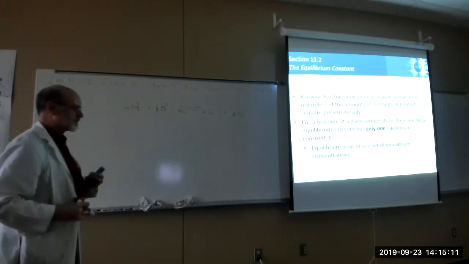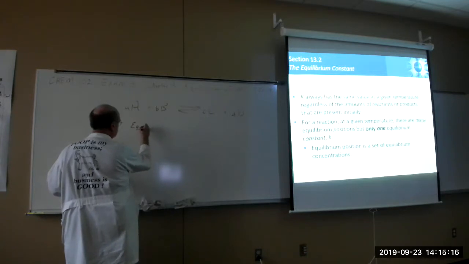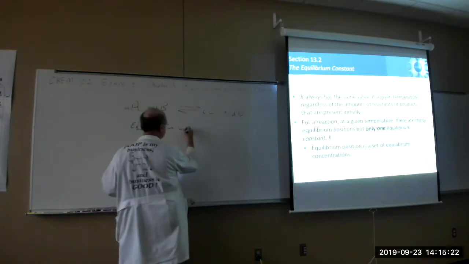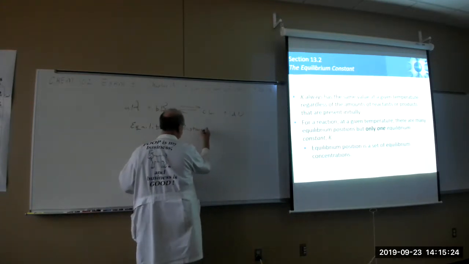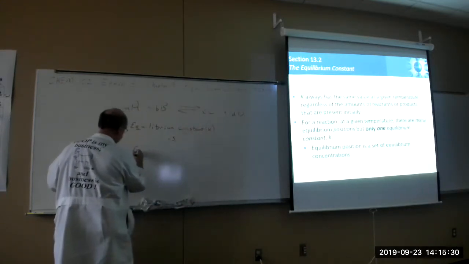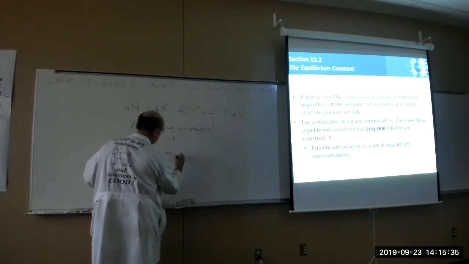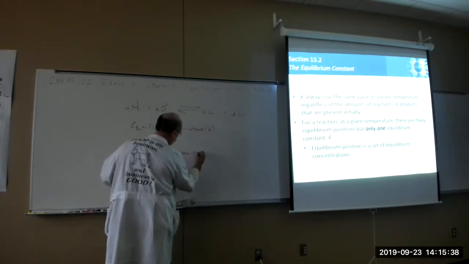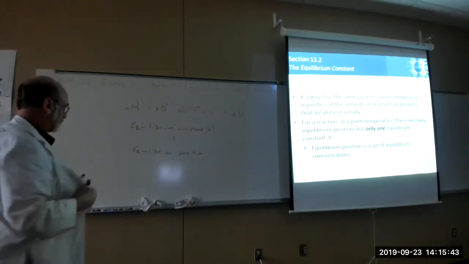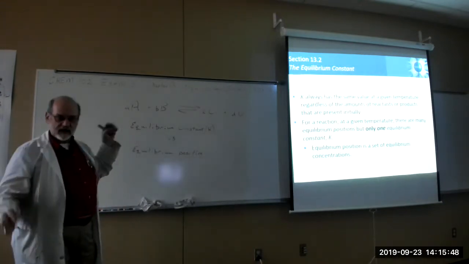There's also a distinction that we need to make between equilibrium constant, which is represented by K, versus equilibrium position. The equilibrium constant is just what it says, a constant. Now, how do you get that constant?